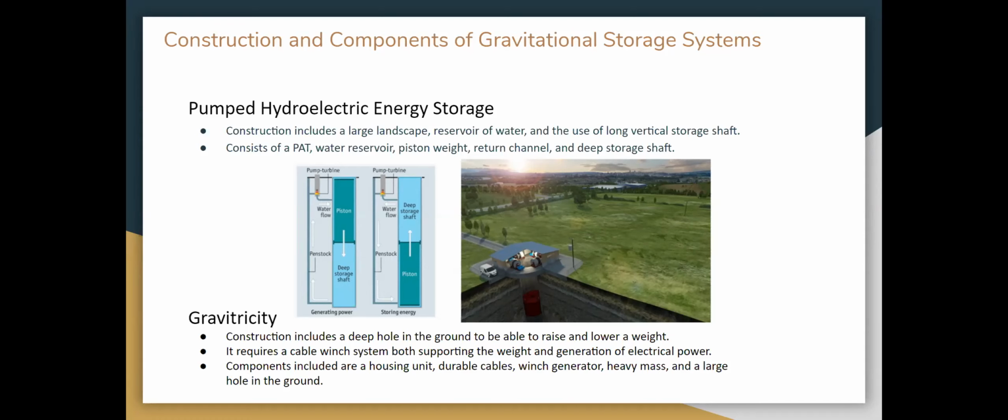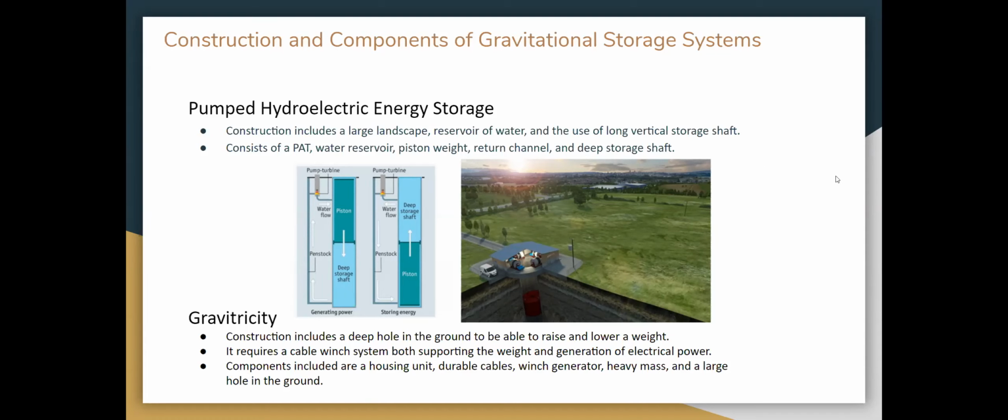Now for the Graviticity system, the construction is a bit simpler. It needs a large chunk of land to be able to have a powerhouse system of cables and winches. Similar to the PHES system, it needs a large hole in the ground. This large vertical hole needs to consist of concrete and steel walls to line it and be able to withstand the system of strong cables and weights.